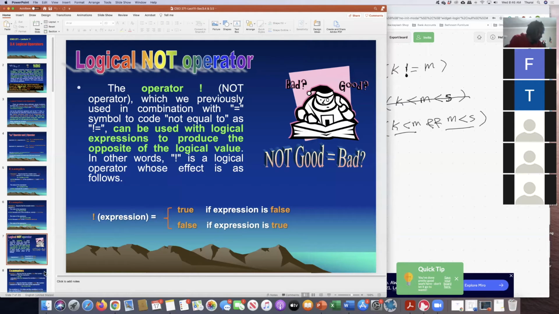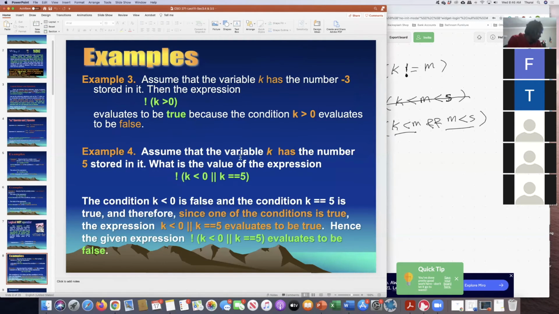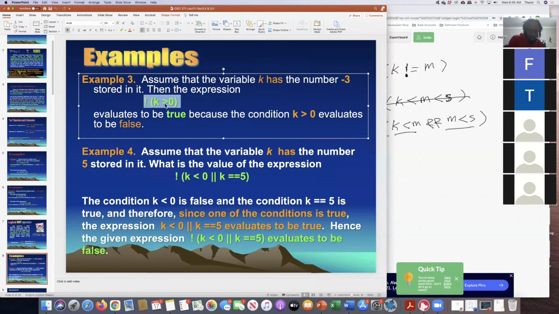Okay, so let's do some examples now. K has a number -3 in this example. So let's evaluate not k greater than 0. The k greater than 0 is false, and therefore not k greater than 0 is true. It just gives you the opposite value.